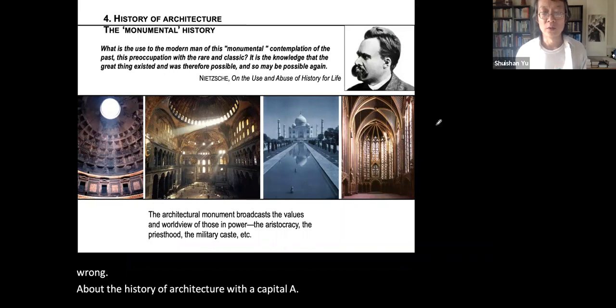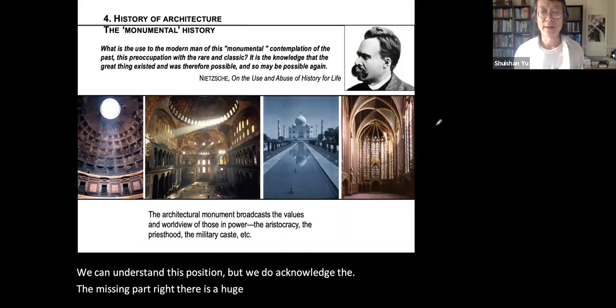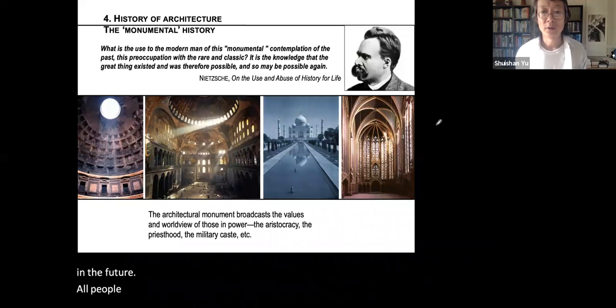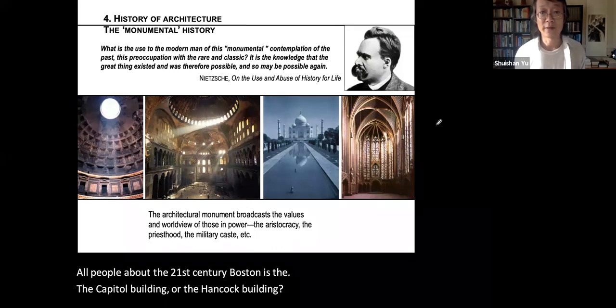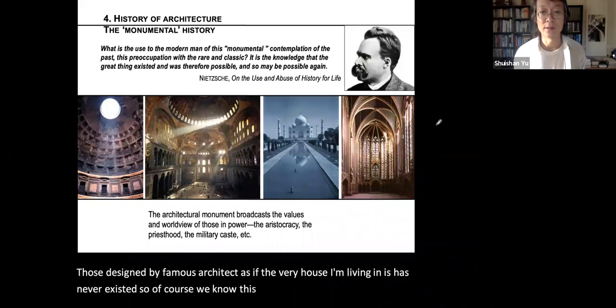But you know, we can understand this position, but we do acknowledge the missing part. Right? There is a huge missing part. It is like living in Boston. In the future, all people know about the 21st century Boston is the Capitol building or the Hancock building, those designed by famous architects, as if the very house I'm living in has never existed. So of course we know this is wrong, right? It's a very partial picture of our built environment.